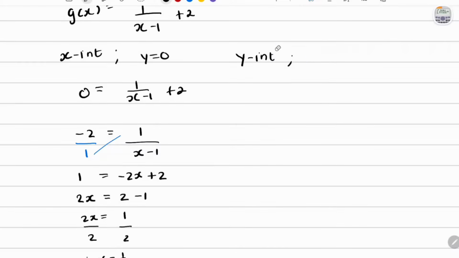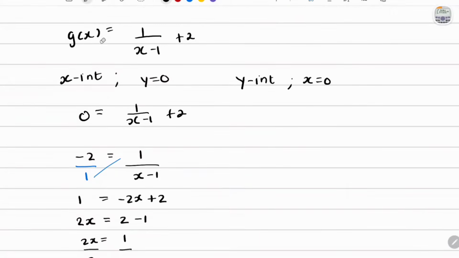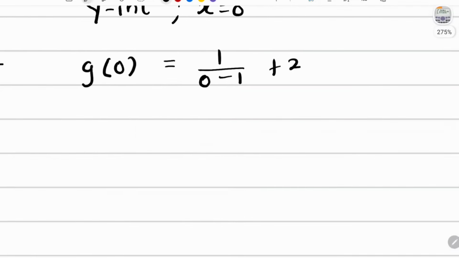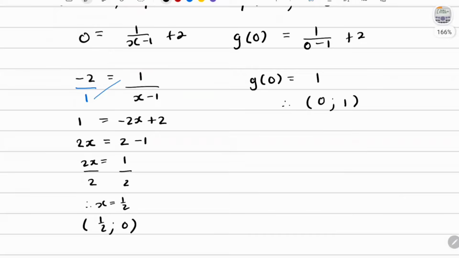So the y-intercept we find by making x equal to 0. Okay. And so making x equal to 0, that is g of, in place of x, I say 0, is equal to 1 over, in place of x, 0 minus 1 plus 2. Then let's simplify that. That is g of 0 is equal to, well, 0 minus 1 is negative 1. So 1 over negative 1 is already negative 1 plus 2. That's going to give you positive 1 because it's 2 minus 1. So as a coordinate, our y-intercept is 0 and 1. So there we have our intercepts.